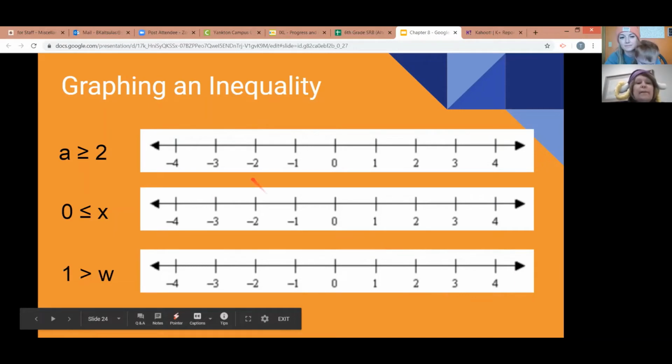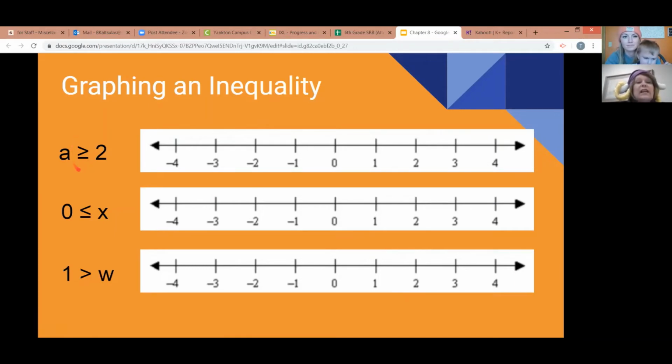Let's try 3 more. So right away, I see the equal sign under this inequality. So I know I'm going to have a closed point, excuse me, on the number line. So I'm going to find 2, and I'm going to put in my closed circle. That means 2 can be the answer. Now, all my answers are A's. All my answers have to be bigger, because the alligator mouth is open to it, bigger than 2. All the numbers bigger than 2. Well, that would mean 3 would work and 4 would work. So I'm going to graph it like that.